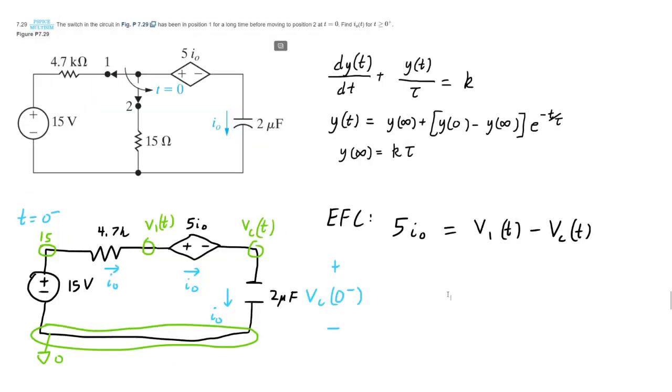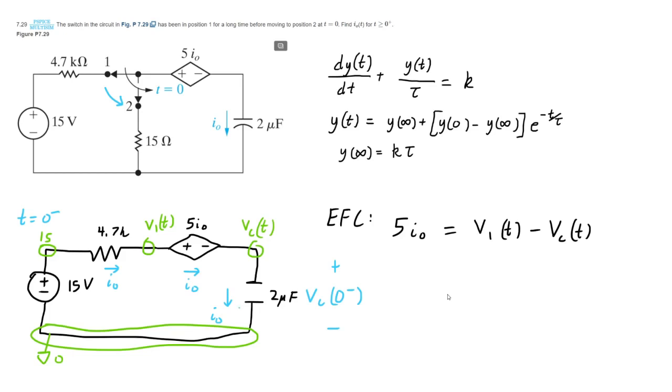In 7.29, we've got this switch right here. And that moves from position 1 to position 2 at time equals 0. Before then, it has been there for a long time in position 1. So we can assume that the circuit is in the steady state before that.